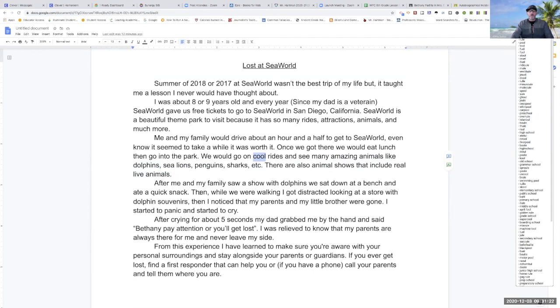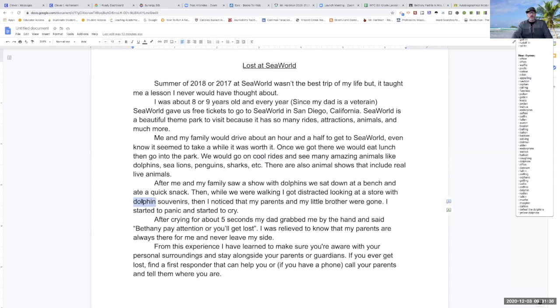But I'll tell you one place where the author does a good job of that. "Then while we were walking, I got distracted looking at a store with the dolphin souvenirs." All right. So rather than just say souvenirs or some generic word, she puts dolphin in front of it, dolphin souvenirs. Okay, cool. It's one of those little details that you may not think makes a difference, but it does.